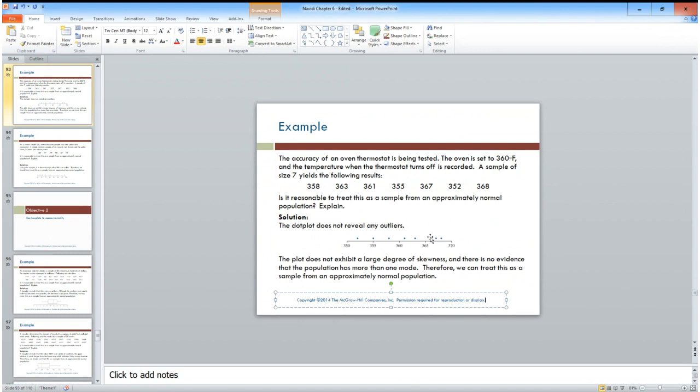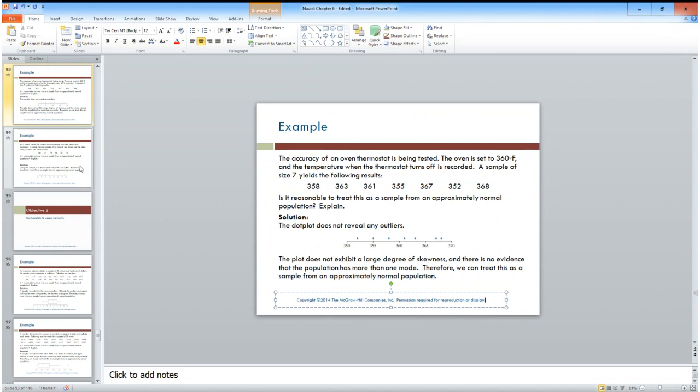Now, that's just kind of my way of looking at it, but they're telling you right now, there's no skewness. There's no one point that's way, way out in left field or right field. And so we can treat this as approximately normal. Now, they'll show you a bad one.